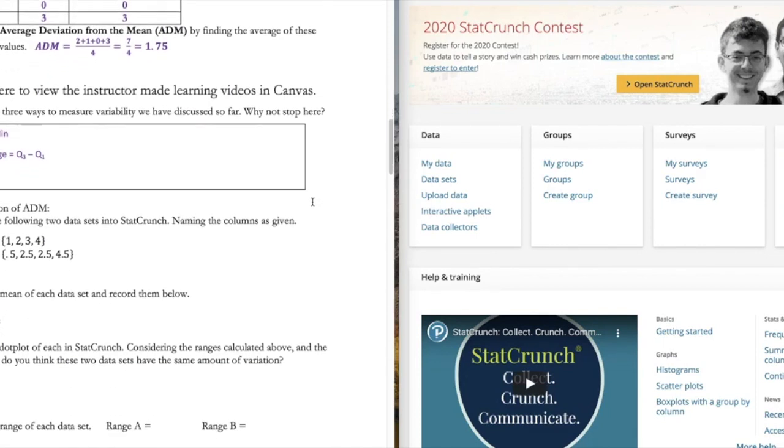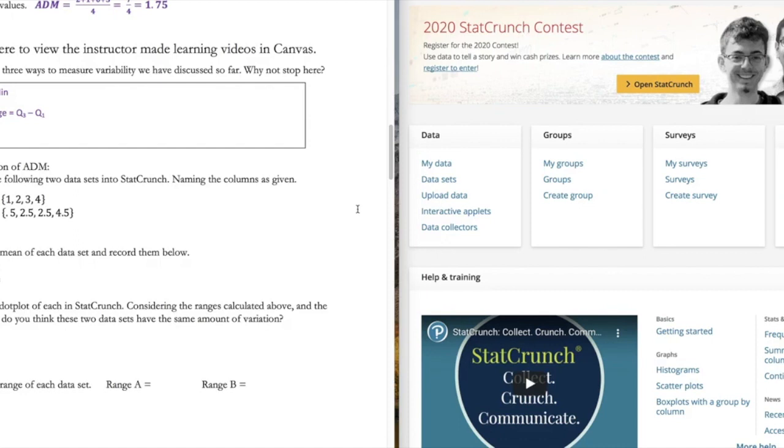The next one we're going to look at is hopefully some motivation as to why we don't just stick with this average deviation from the mean, the ADM. We usually use something a bit more complicated, the standard deviation. Why do we do that? Well, hopefully this exercise will help you understand.